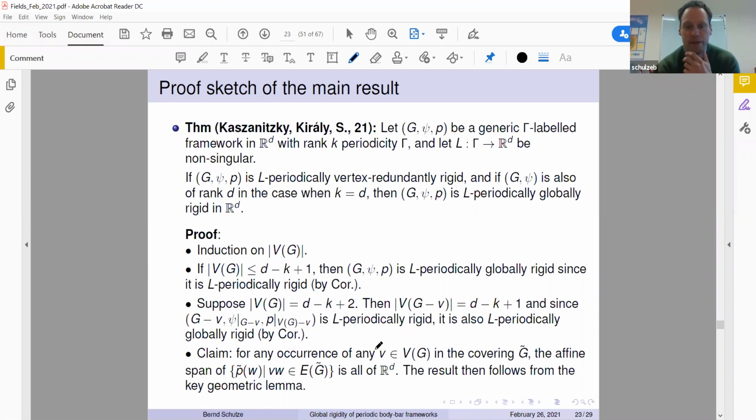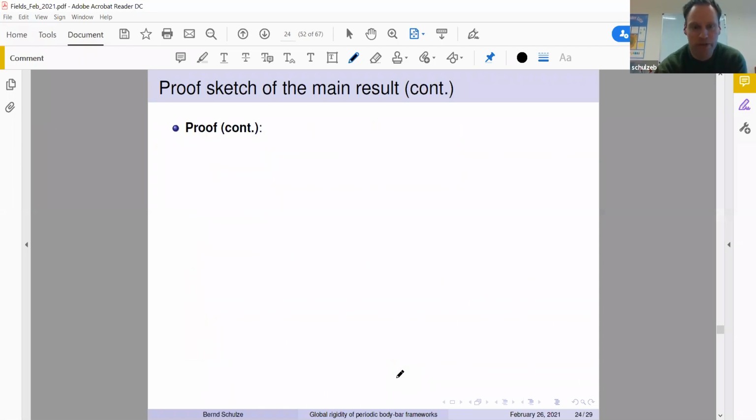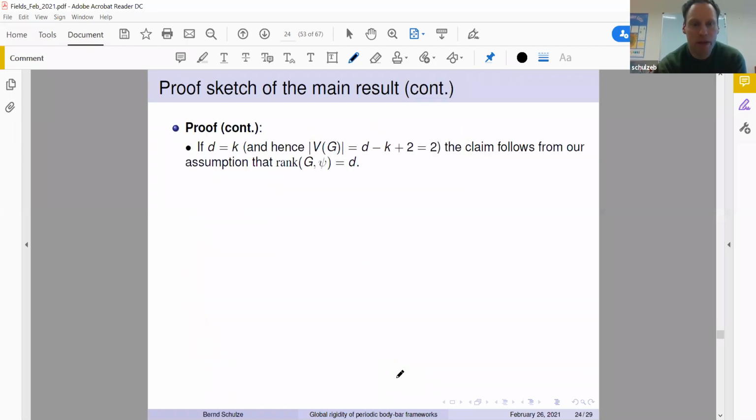Okay, so the key remaining ingredient that we need to apply that lemma is to show that all the neighbors of V actually span the whole space, affinely. And then the lemma will give us the result. So why is that true? Why do the neighbors of V span the whole space? There are two cases. First case is very easy. So if d is equal to k, remember the number of vertices in our gamma labeled graph is this number.